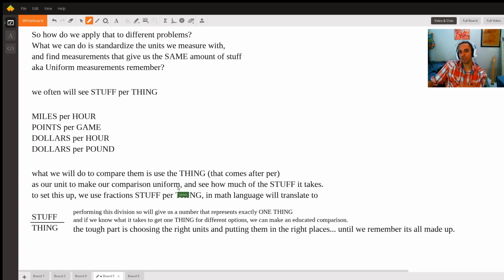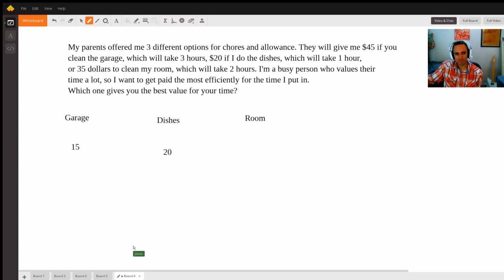When we perform the division, we will see how much stuff we get per one thing. We'll put stuff on top of a fraction and thing on the bottom, perform the division, and we will have a relatable thing to make an educated comparison. The tough part about it is to choose the right units that we can relate everything together with. Until we remember it's all made up, we can do whatever we want, as long as we use the same principles for everything else.